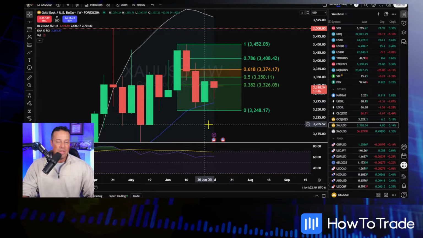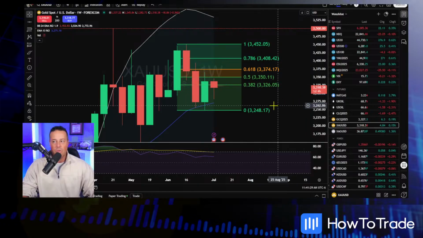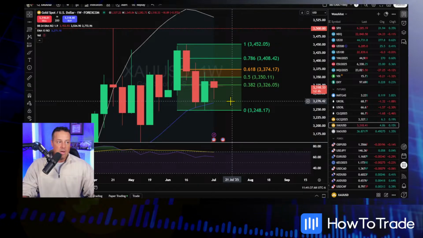All right, that's gold. I don't like gold very much, but top side resistance at about 33.75, 33.74, top end of that golden zone, and then downside support 13-week EMA right down there at 32.71-ish. It's not bad.